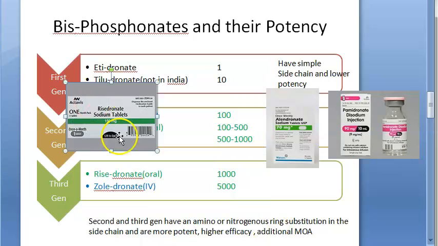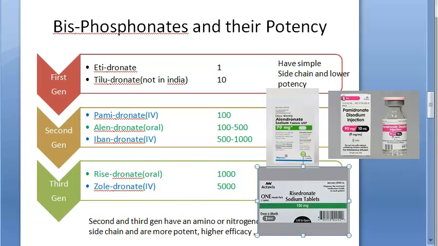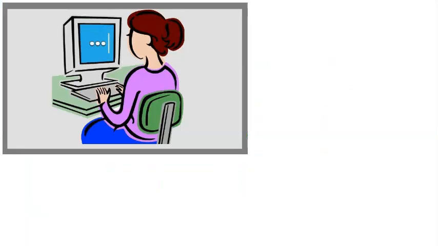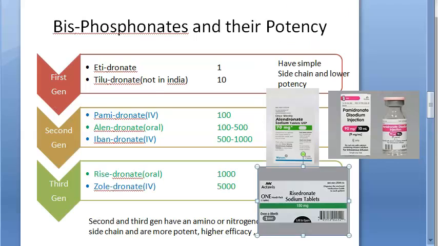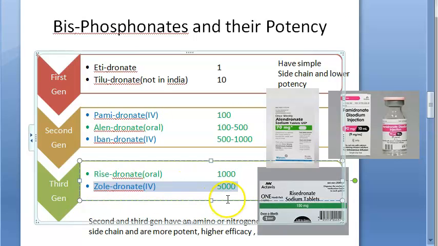So the classification of bisphosphonates is over. Can you tell the classification? Yes. In the first generation, you have etidronate. The potency is very low. Then in second generation, you have Pamidronate, Alendronate and Ibandronate. Pamidronate and Ibandronate are given IV. Very good. Alendronate is given orally. In the third generation, we have Risedronate, which is given orally, and Zoledronate, which is given IV. Z is last, remember, third generation.